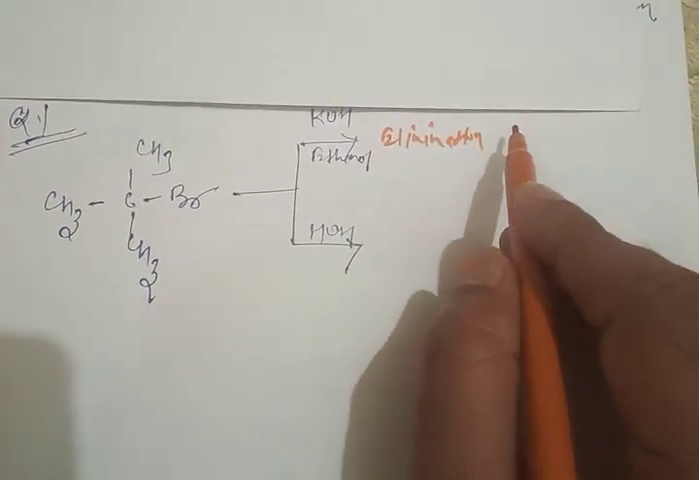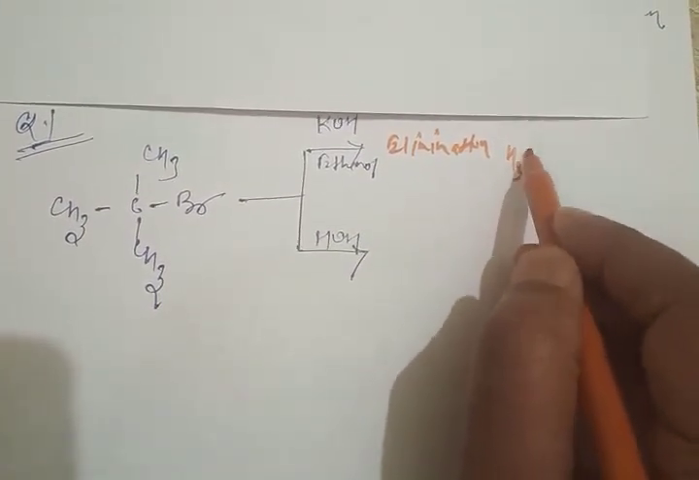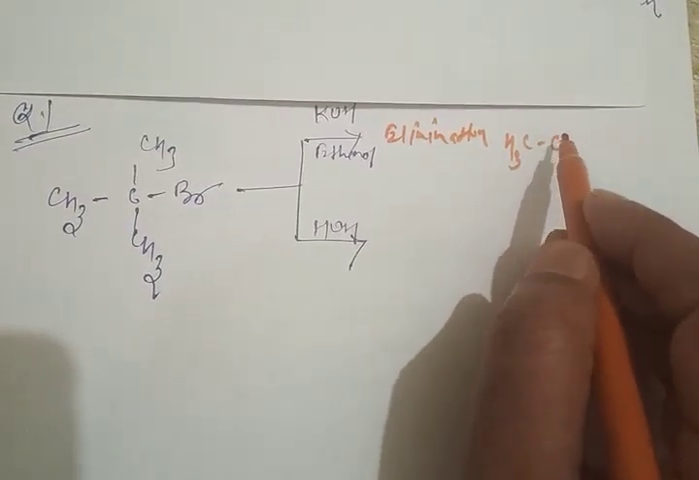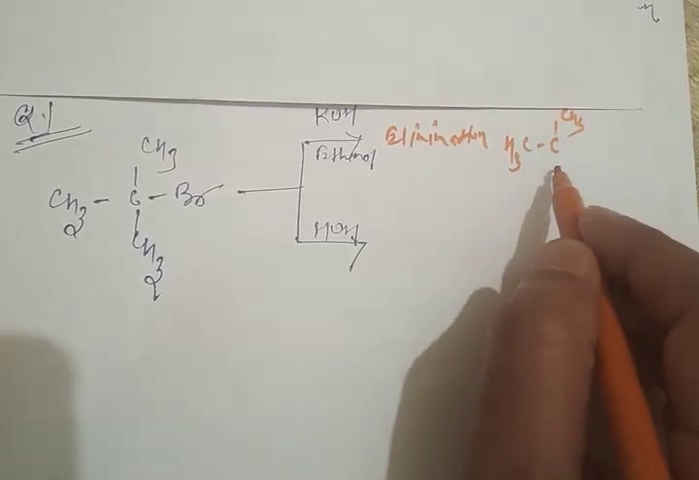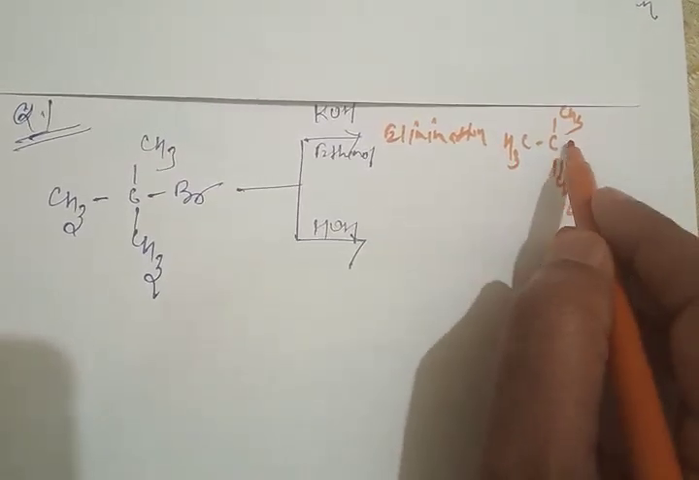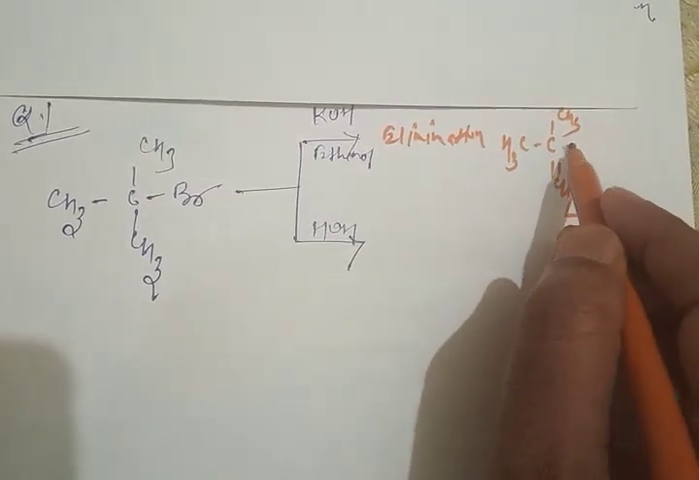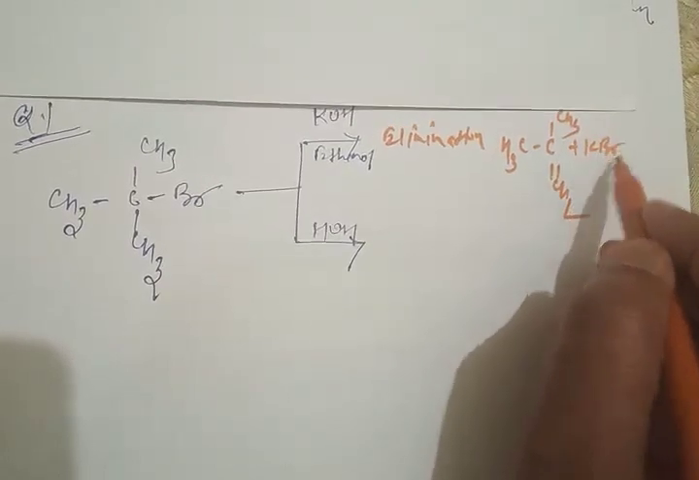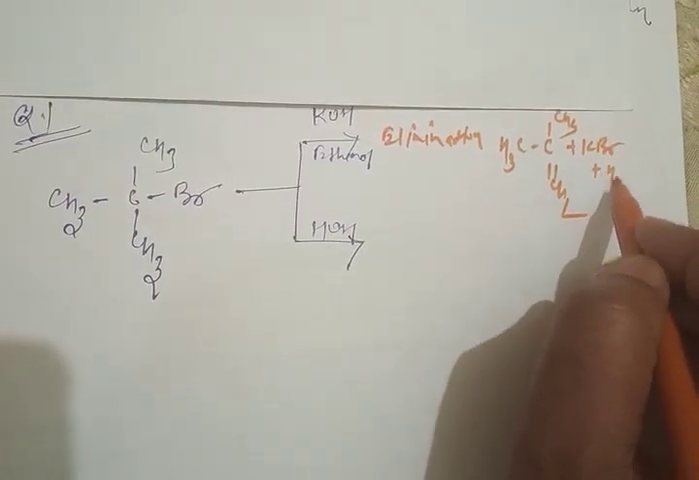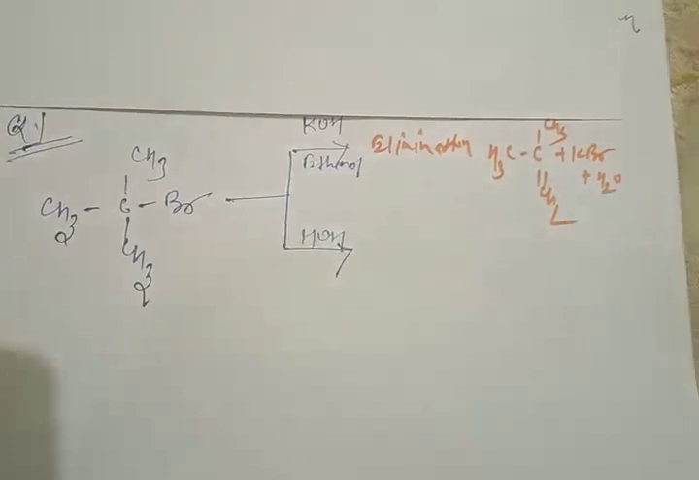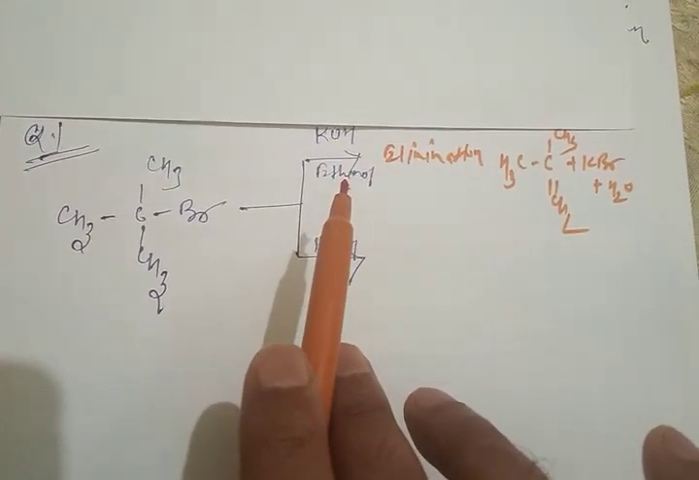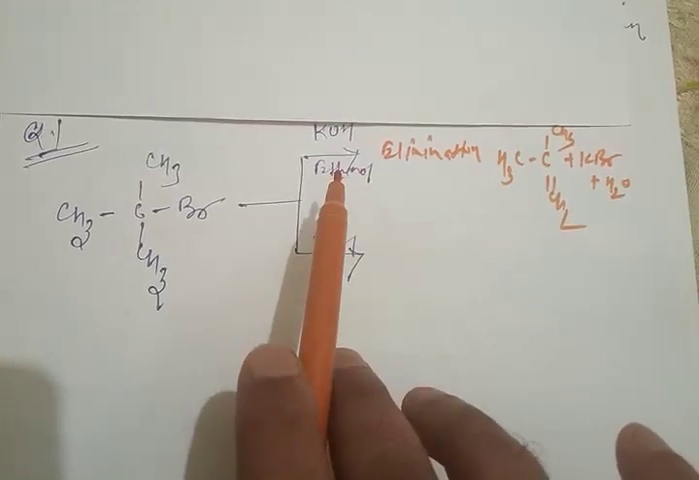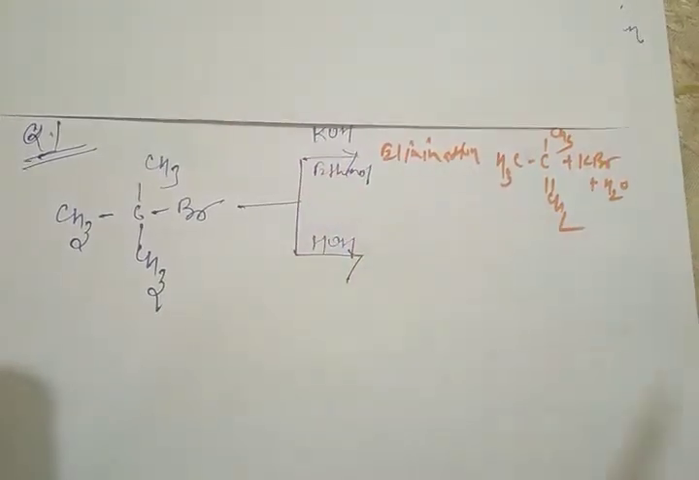So here the product is H3C, CH3, and double bond CH2, plus KBr and plus H2O. So very simple. KOH plus ethanol. It is not written as aqueous or alcoholic, but ethanol means it is an alcoholic KOH, so elimination occurs.